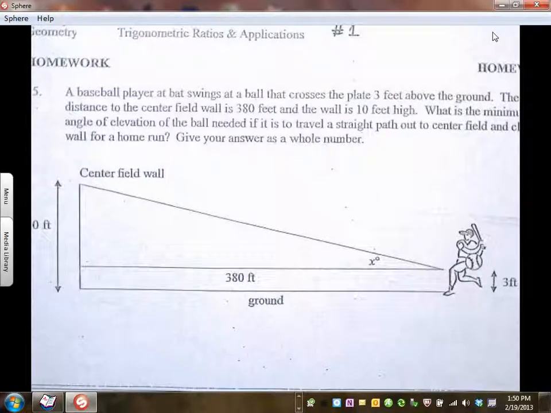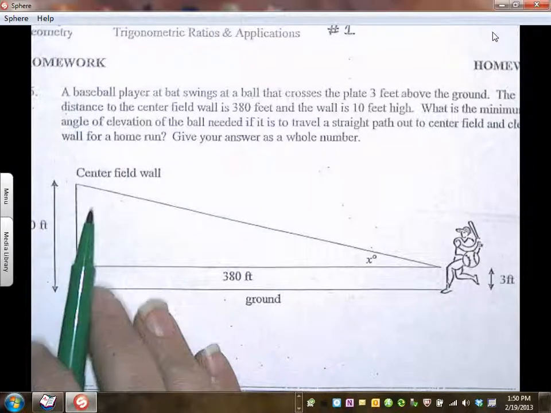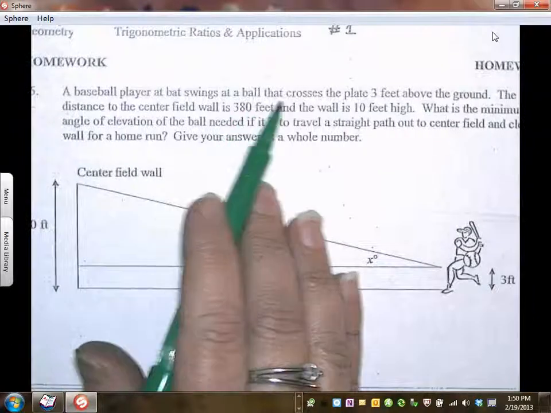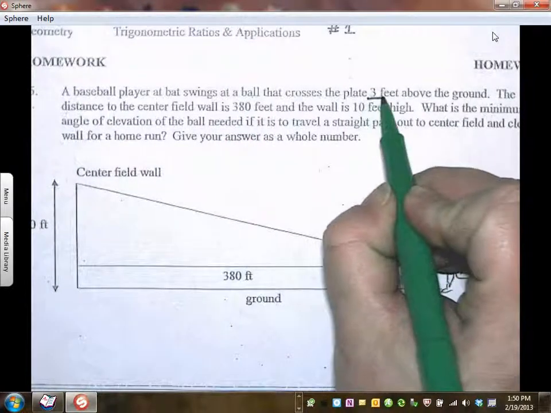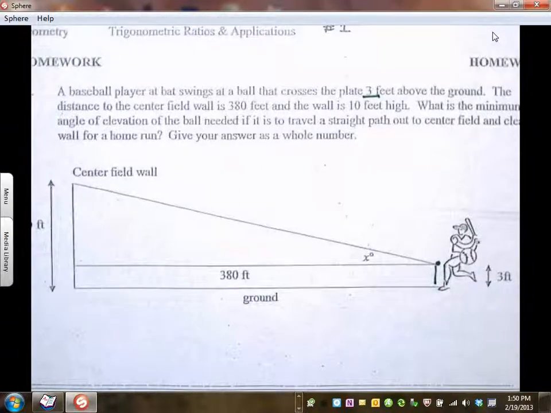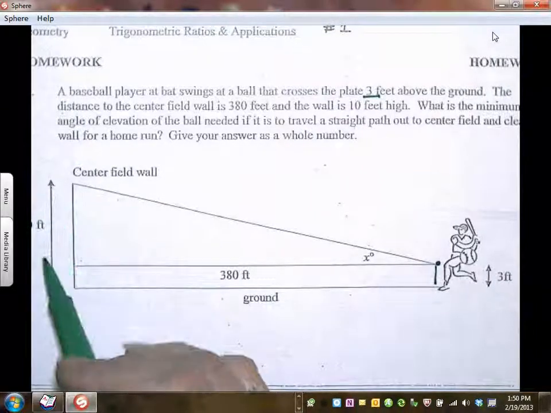So here's problem number 15, the front of your homework. As we look at this problem, notice that we're talking about a baseball player swinging a bat at a ball that crosses a plate 3 feet above the ground. So the ball is 3 feet above the ground, and they want it to clear the center field wall, which is 10 feet high.